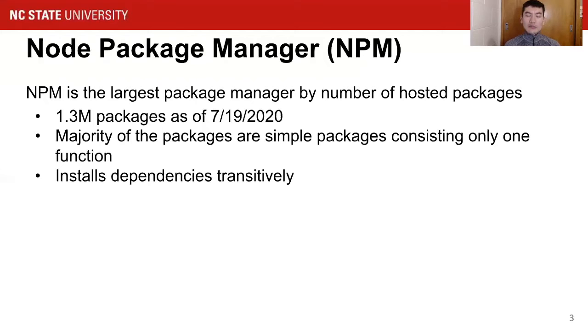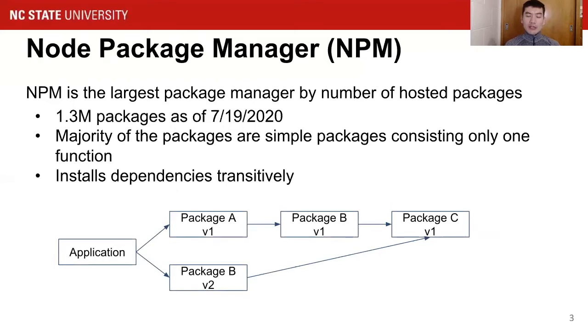by default installs dependencies transitively, which means if the application depends on package A and package B, but those depend on other packages, it will install all the other packages. Also note that it will install different versions of package B. So basically, if package A depends on another version of package B, both version 1 and version 2 of package B will be installed.